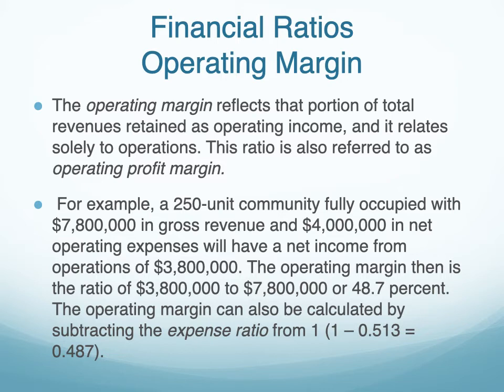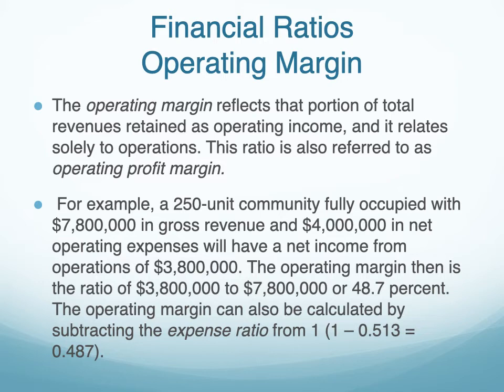For example, a 250 unit community fully occupied with $7,800,000 in gross revenues and $4 million in net operating expenses will have a net operating income of $3,800,000. So that's simply $7,800,000 minus $4 million. The operating margin is then the ratio of $3,800,000 to the original $7,800,000 in revenue. So it's your net income related back to your gross revenue. And in this case, you divide one by the other and you come out to 48%.